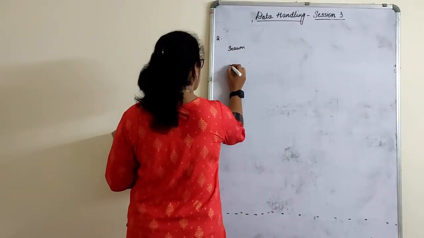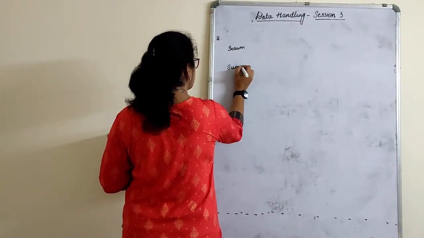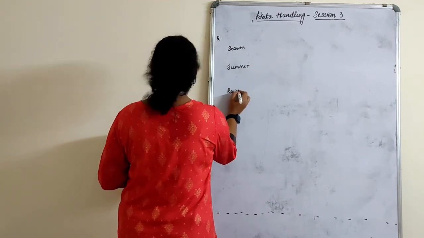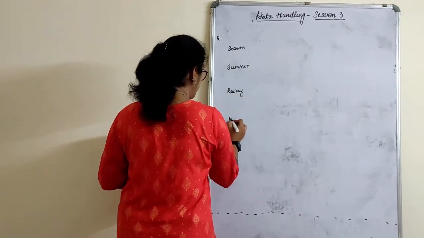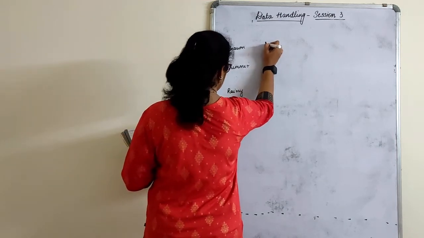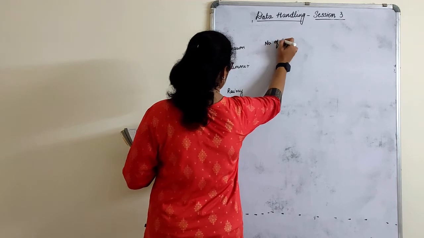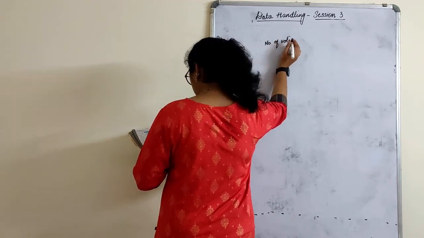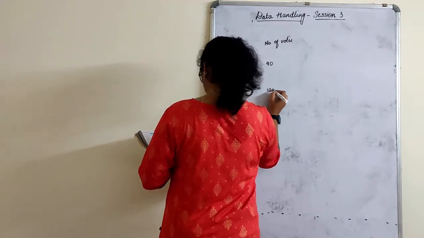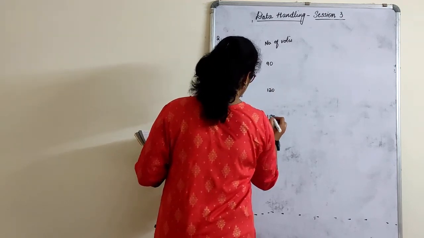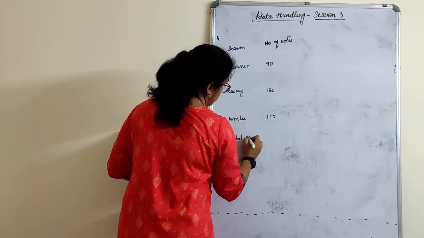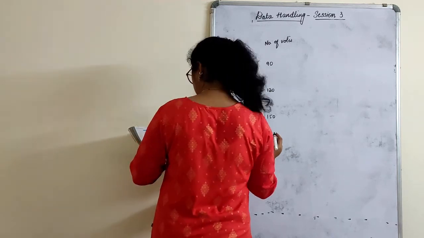So season we have summer, then we have rainy, and then we have winter. Number of votes, this should be the tabular column, 90, 120 and 150. So total votes is how many? 360.